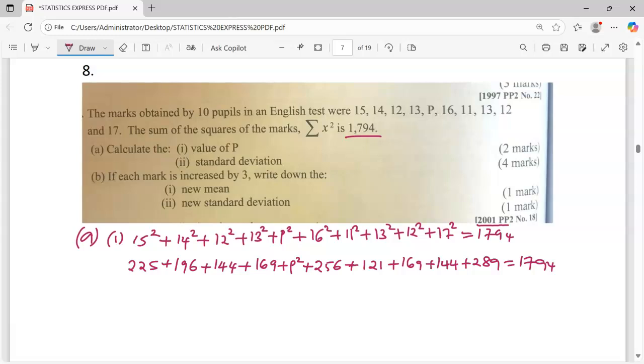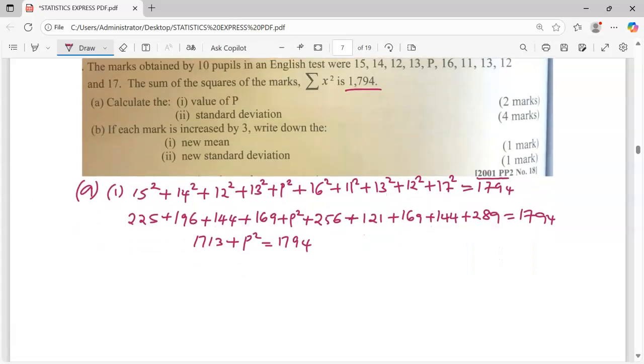If you add 225, 196, 144, 169, 256, 121, 169, 144, 289, this is going to give us 1713 plus P squared being equal to 1794. If you move 1713 to the other side, P squared is going to be equal to 1794 minus 1713, which is going to give us 81. So if P squared is equal to 81, then P will be equal to the square root of 81, which is going to give us 9, and that gives us the value of P.